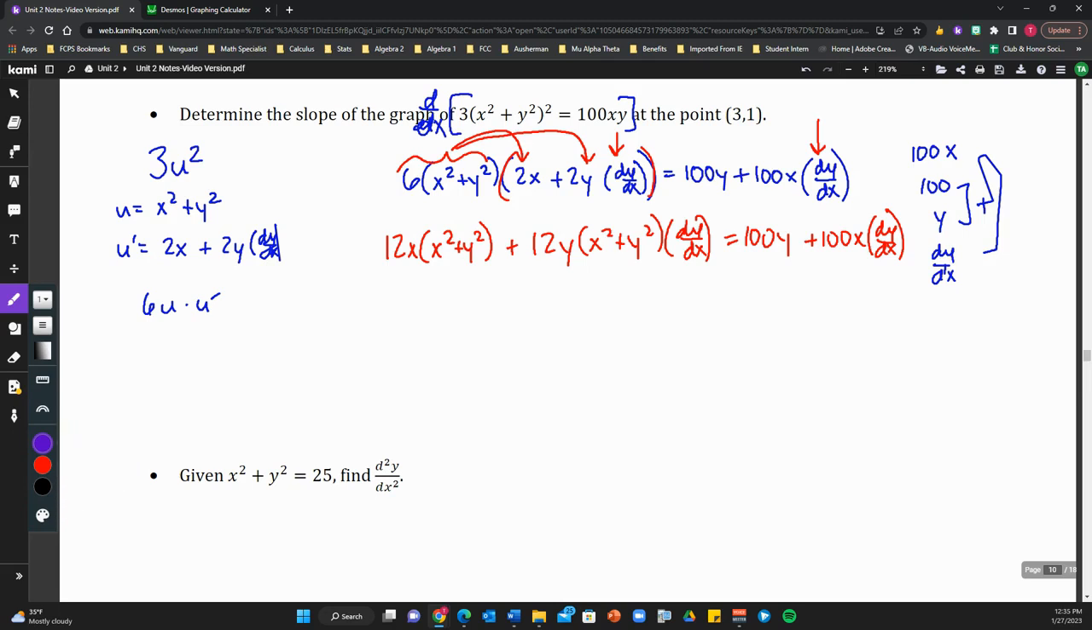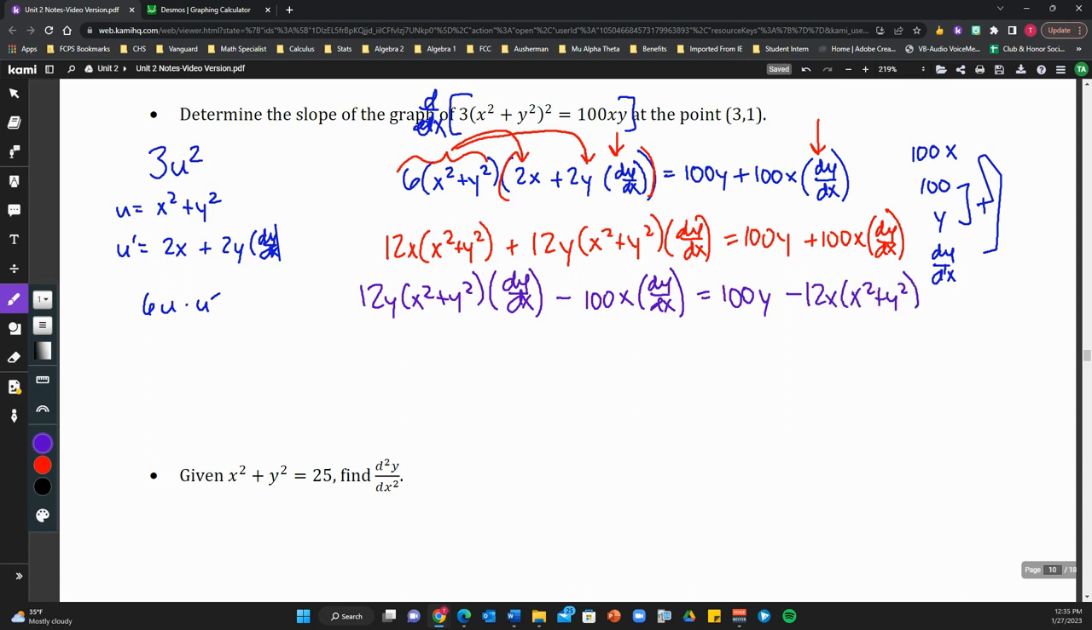So if I do that, I end up with, now I'm going to write this all out in long form. This one's more difficult, and I don't want to confuse anybody. So we have our first dy dx term, and now we're going to subtract, because we're moving this guy over, 100x dy dx. And then equals, we still had 100y on the right side, but I'm subtracting this first term that I moved over. So 12x x squared plus y squared. So everything is where it needs to be.